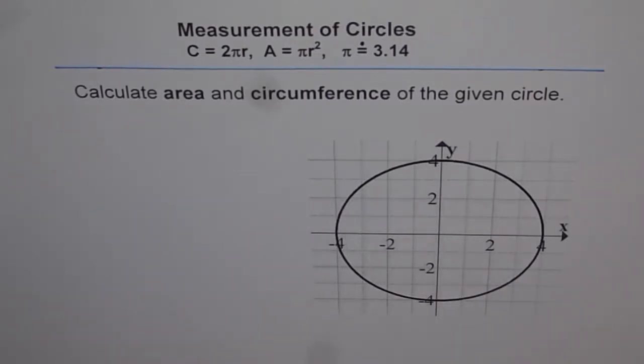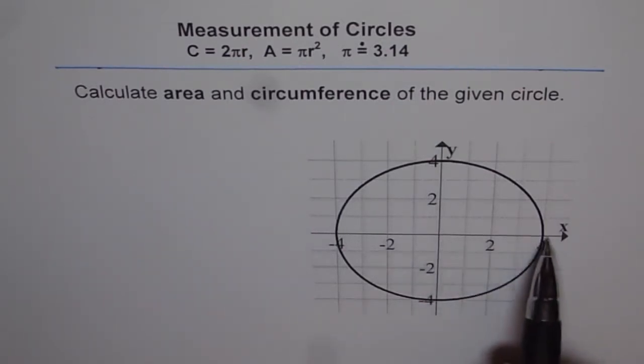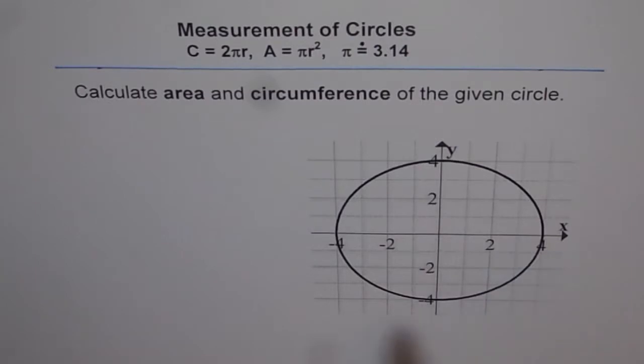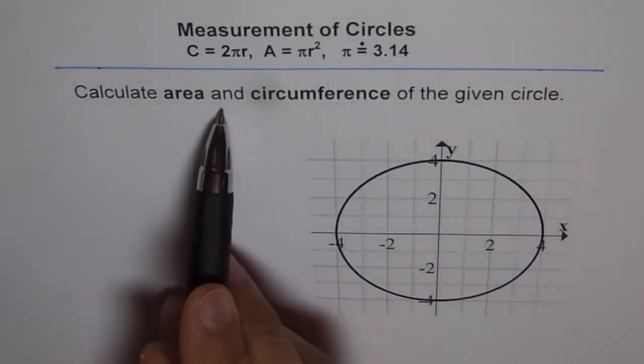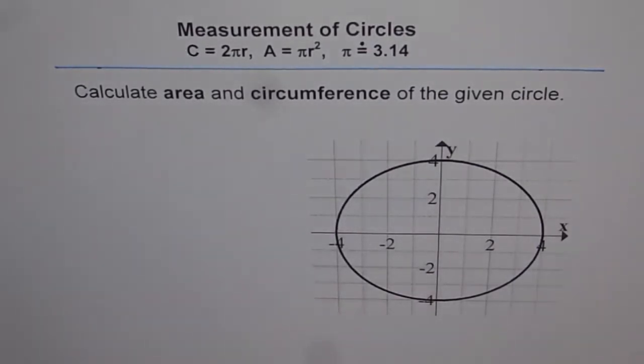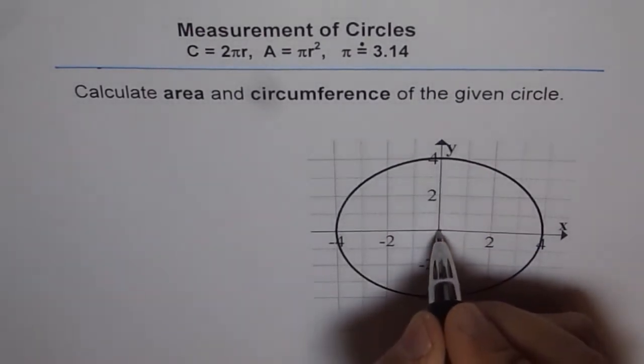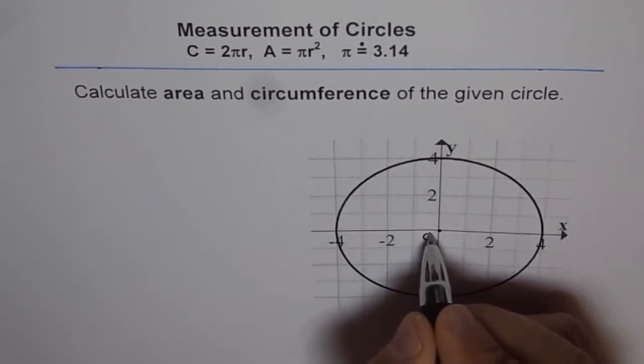Okay. Now here we have a circle with radius of, you can read from the graph, the radius is 4 units, right? Now what you need to do here is calculate area and circumference of the given circle. So from the graph you can always read the radius, right? So radius is, this is the center at 0, right?